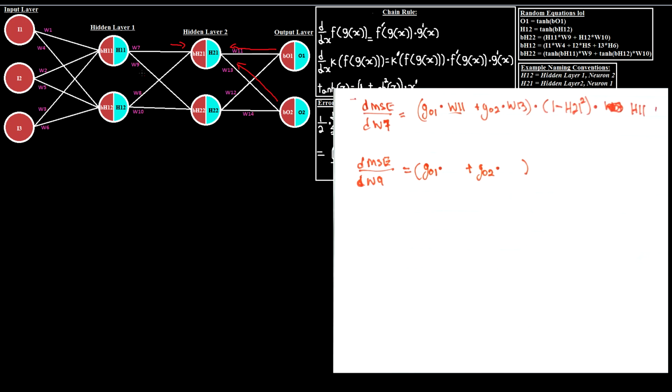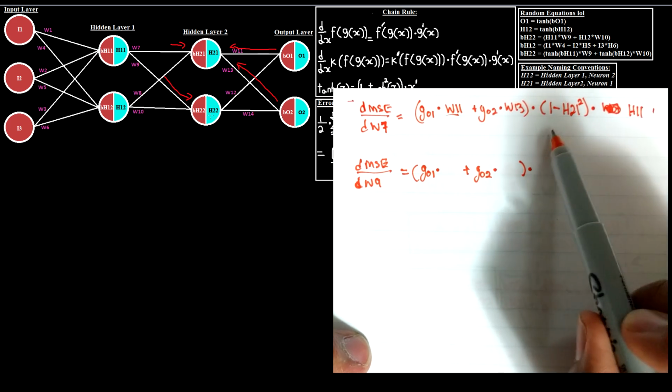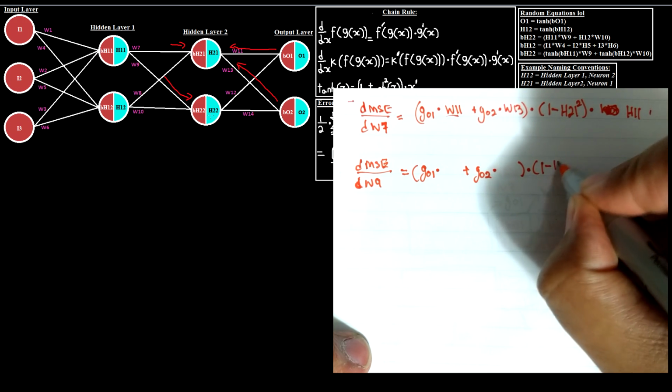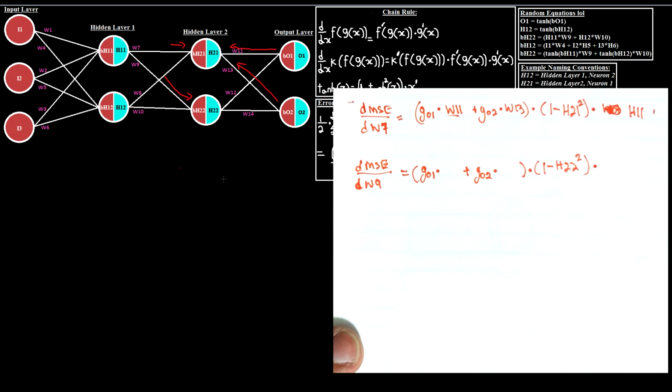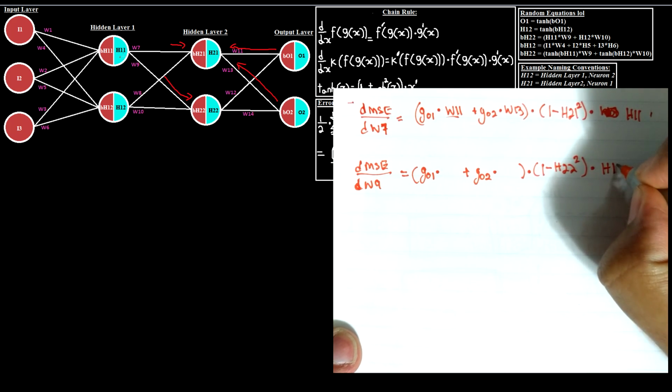Let's take a look at weight 9. Weight 9 actually connects to this neuron over here, H22. So we know that we're going to have to end up taking the derivative of that neuron, which is going to just be 1 minus H22 squared. What is the neuron weight 9 is connected to in the previous layer, which is H11. So once again, we bring H11 down here.